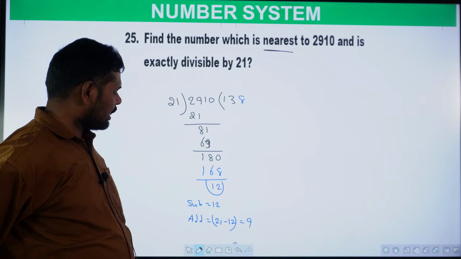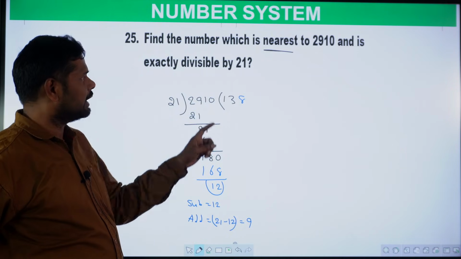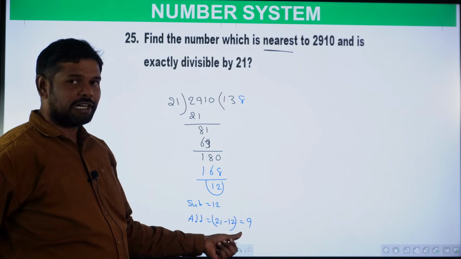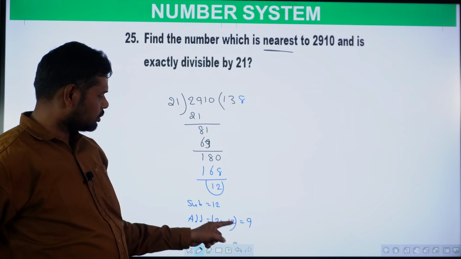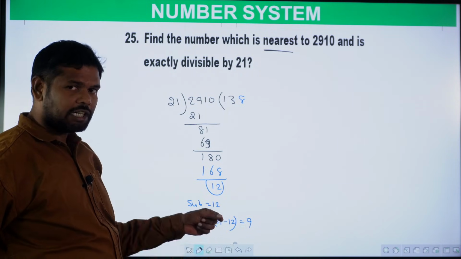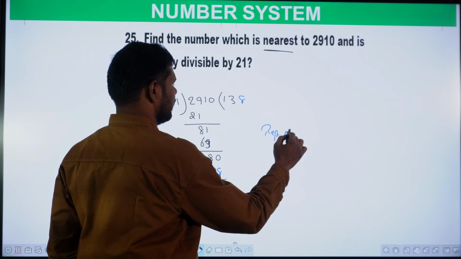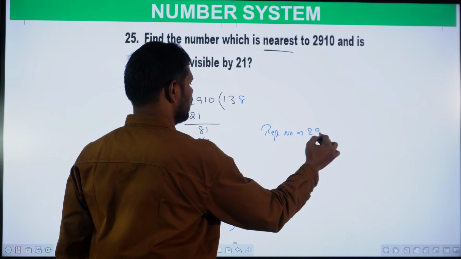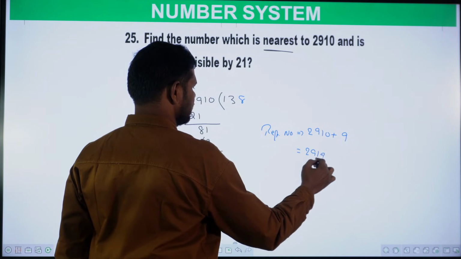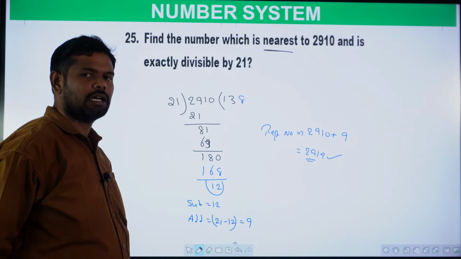They did not ask what least number should be subtracted or what least number should be added. Instead of that, they are asking nearest to 2910. Minus 12 or plus 9, which is the nearest? In these two, the least value is 9. That's why we go for the second, the addition-based one. So the required number is 2910 plus 9. So 2919 is the correct answer.